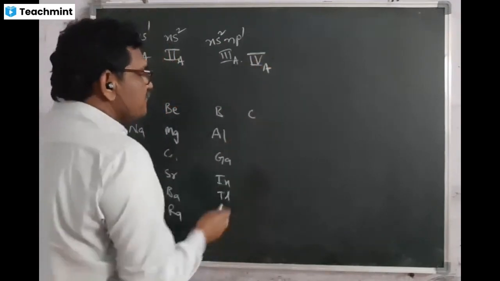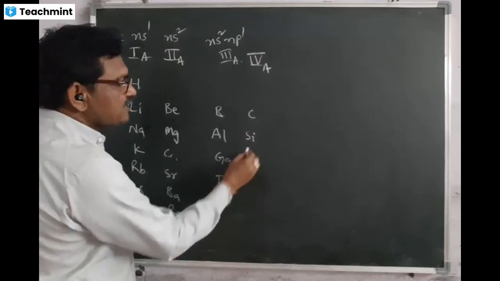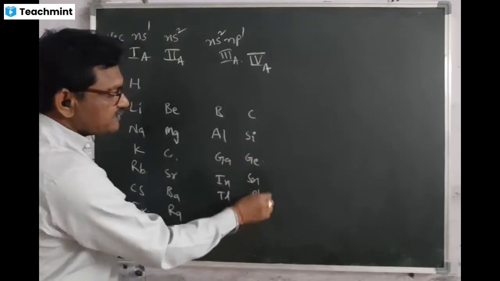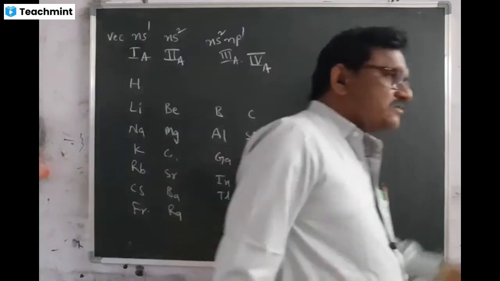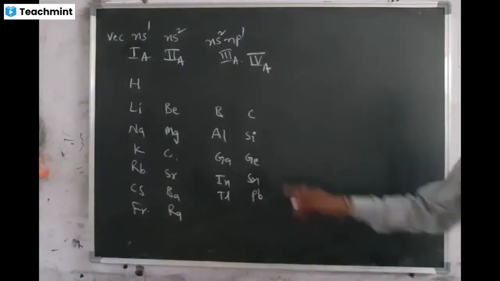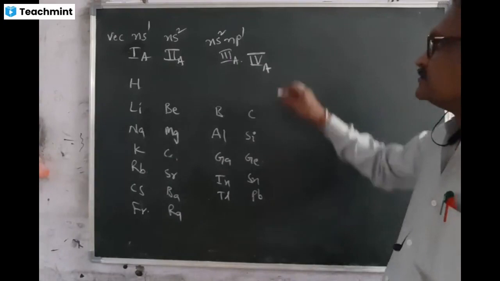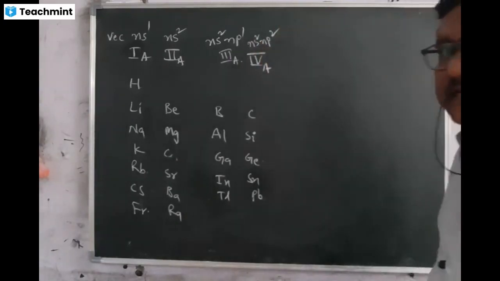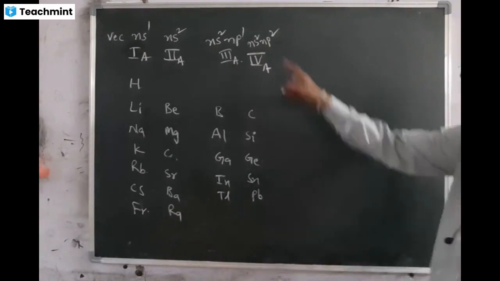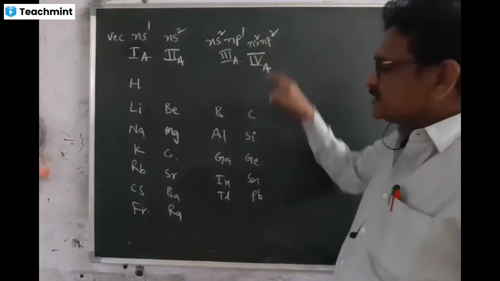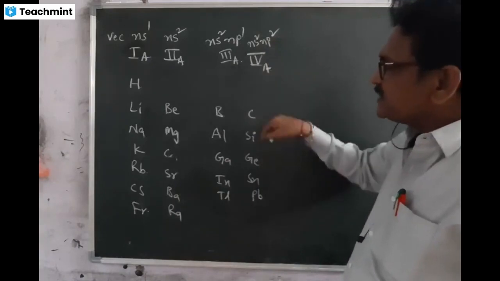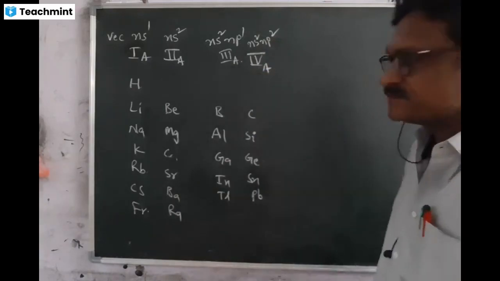Then I write the fourth group. What are the fourth group elements? Carbon, silicon, germanium, tin, lead. Here the outer configuration is ns2 np2. So valence electrons are 4. That's why all these elements have 4 valence electrons, and that's why their group number is 4.